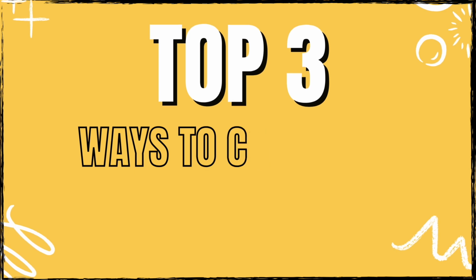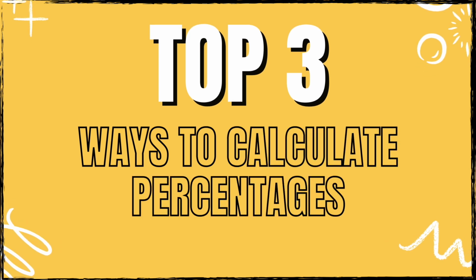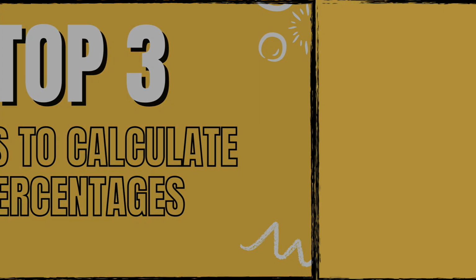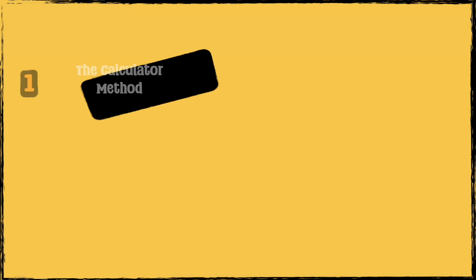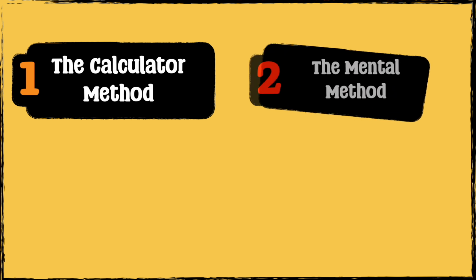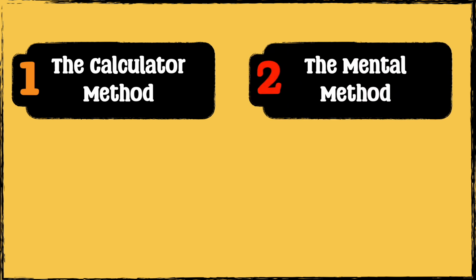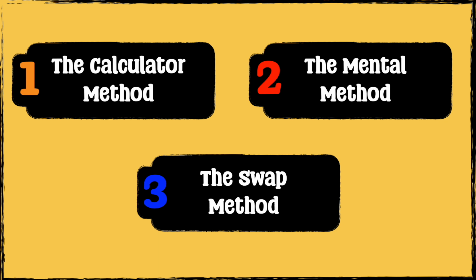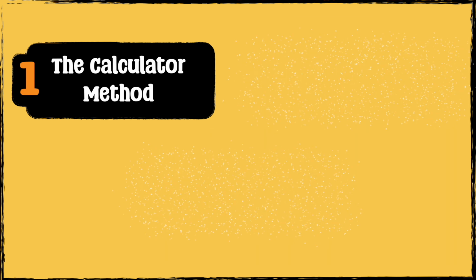In this video, I'm going to show you 3 easy ways to work out percentages. First up, we've got the calculator method. Then there's the mental method. And finally, the swap method. Let's start with the easiest, the calculator method.